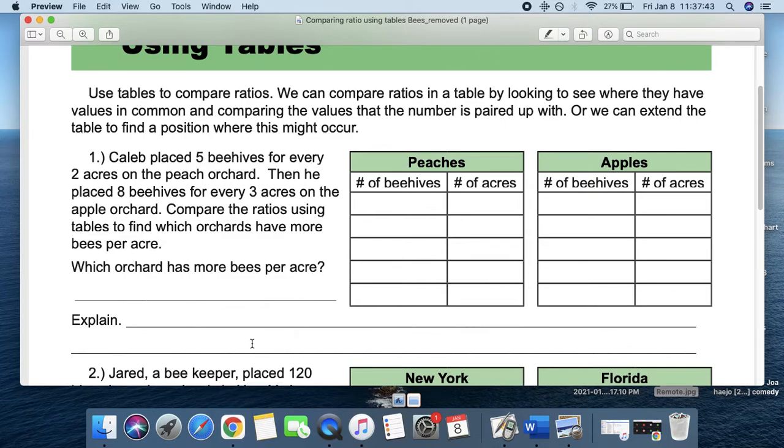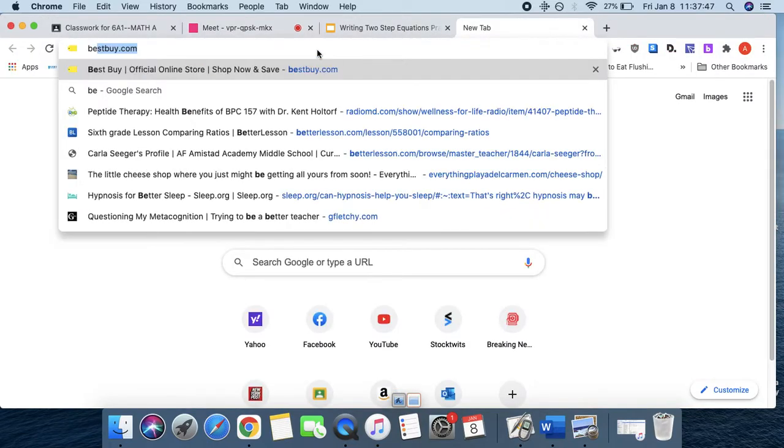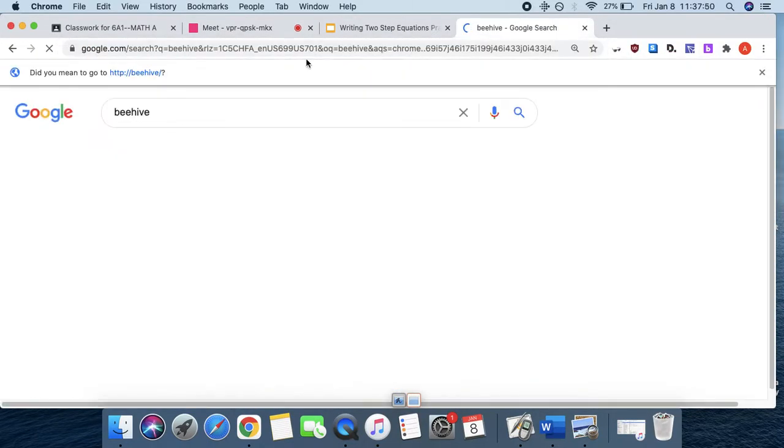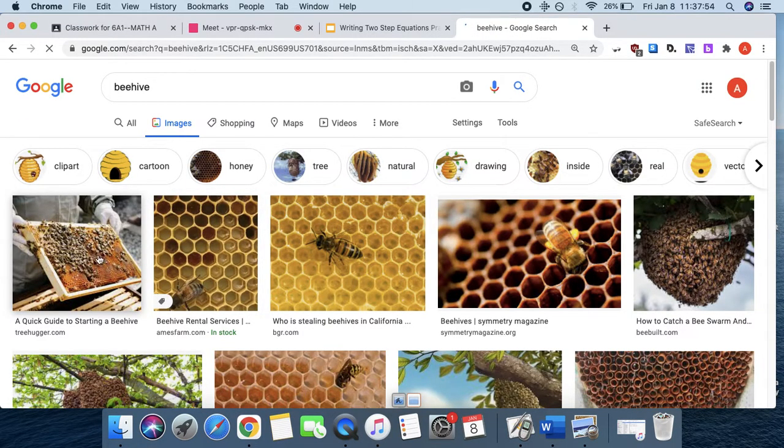Let's see if I can find a beehive. I'll put a beehive over here. Beehive. Pictures, images. Aquí está un beehive, eso de abejas. Okay, this is a beehive, right? A beehive aquí.